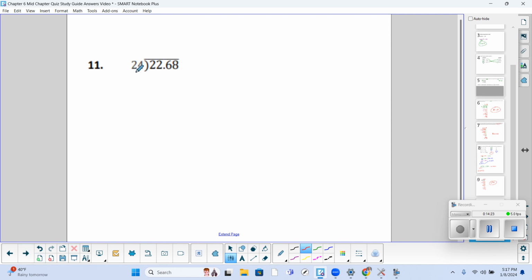All right, 24 going into 22.68. Put our decimal point right there. Does 24 go into 2? No. Does 24 go into 22? No. So I'm going to put a 0 there. Does 24 go into 226? Yes, it will. And honestly, I'm looking at this: 10 times 24 is 240, and 226 is pretty close to 240. So I'm going to try one less than that, so 9 times 24.